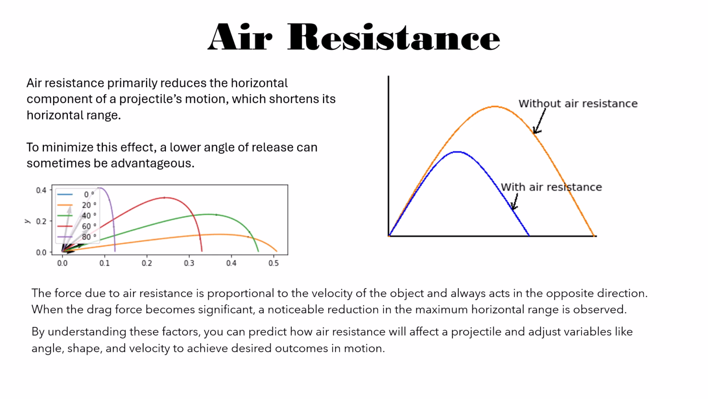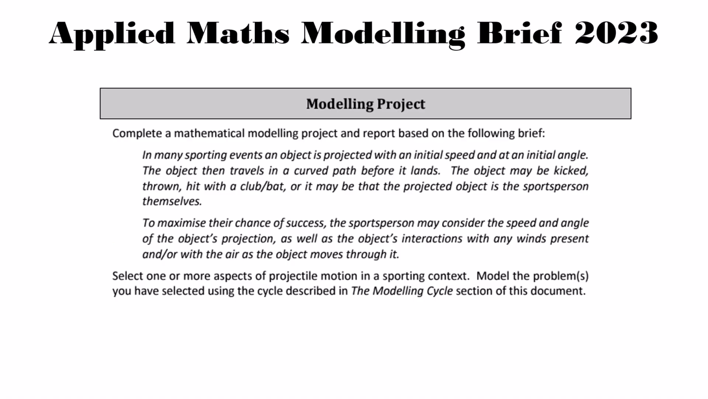Now, why are we even talking about this in a projectile situation? Back in 2023, we were given the brief here. In many sporting events, an object is projected with an initial speed and initial angle. The object then travels in a curved path before it lands. The object may be kicked, thrown, hit with a club or bat, or it may be that the projected object is a sports person themselves.